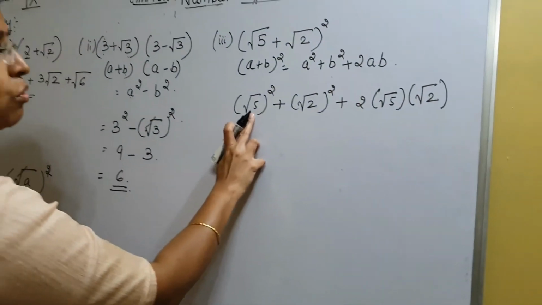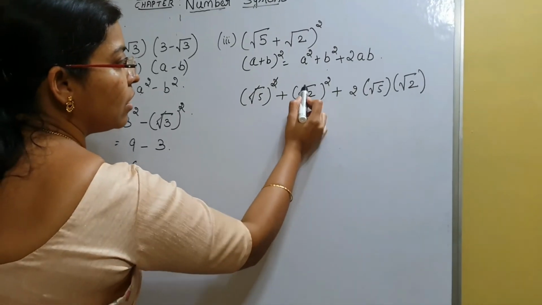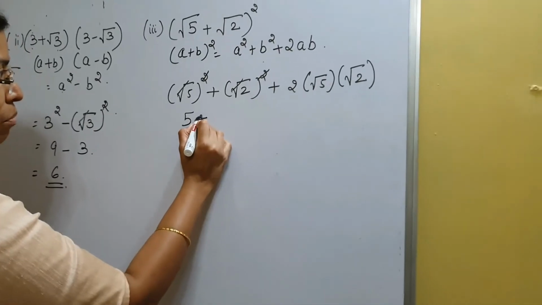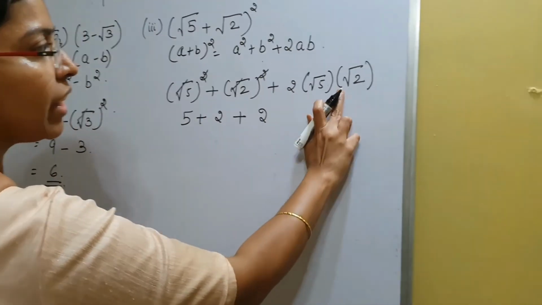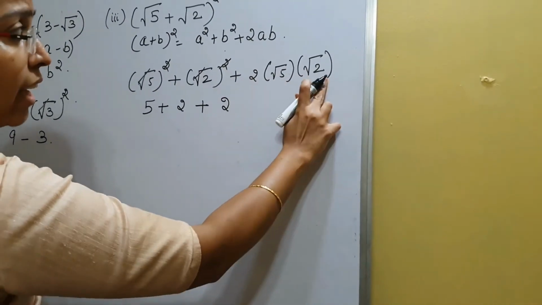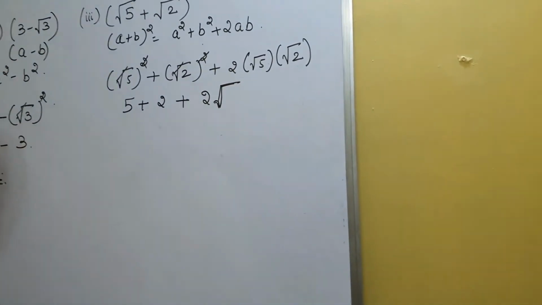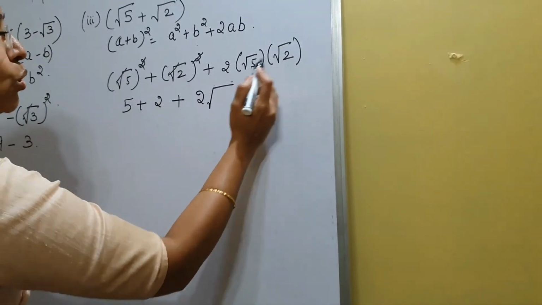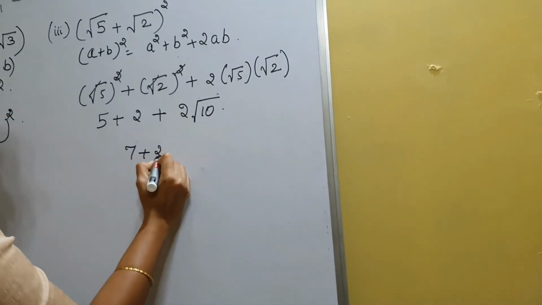What is root 5 the whole square? Square root and 2 get cancelled. Here root 2 the whole square also, square root and 2 get cancelled. We are left with 5 plus 2 plus 2 into, can we multiply root 5 and root 2? We can do it, though they are unlike terms, so we will retain the square root. 5 into 2 is 10. 5 plus 2 is 7, plus 2 root 10.